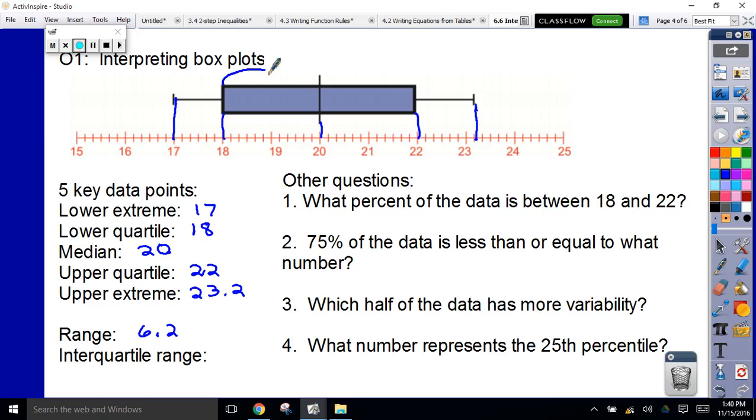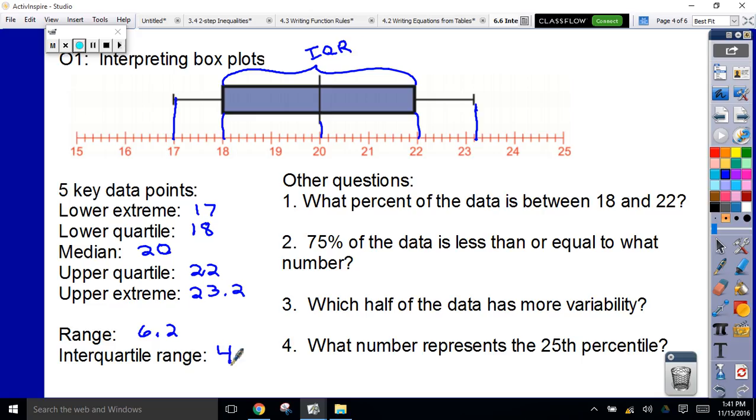The interquartile range is another important set of data that we need to know about. The interquartile range is the distance between the upper quartile and the lower quartile, and it's often abbreviated as the IQR. What would the interquartile range be? Jenna? Well, we want to do 22 minus 18. It would be 4. The interquartile range is 4.